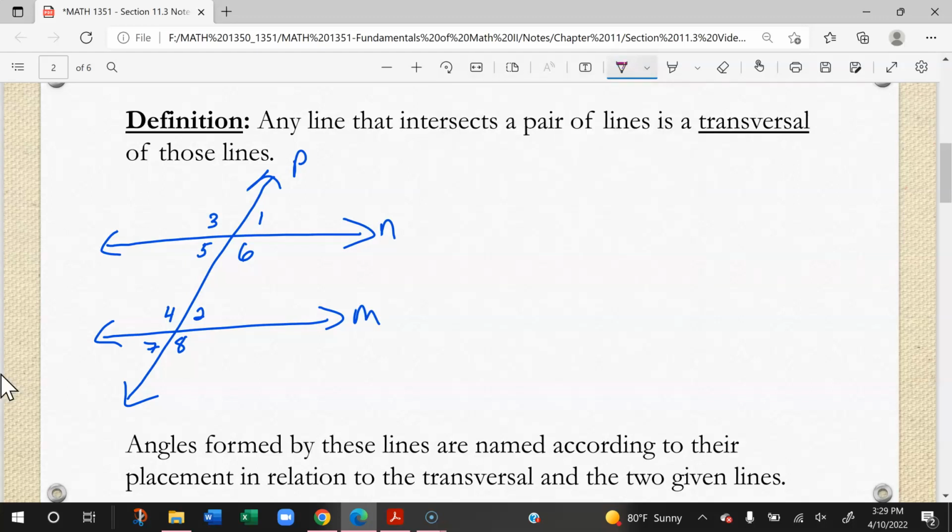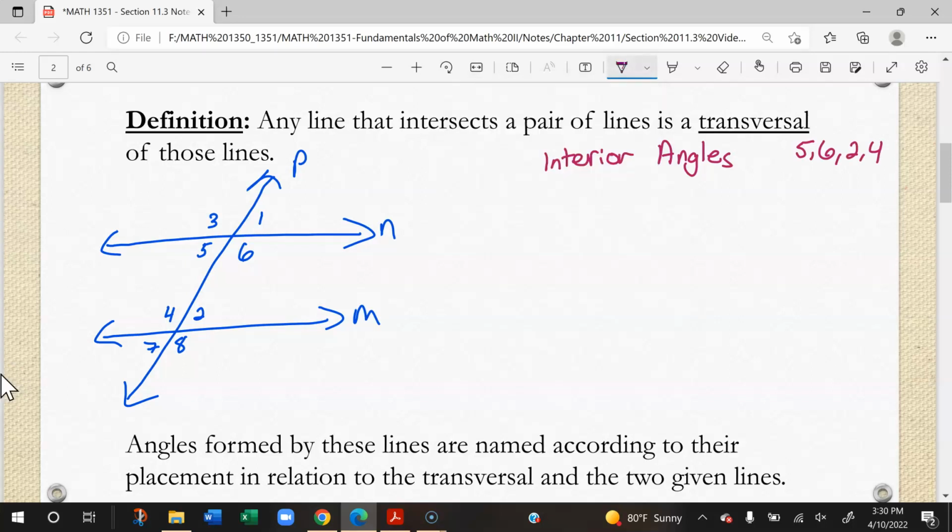We want to look at something called interior angles. Interior angles are those that are in between the two lines that got cut. So interior angles would include the 5, 6, 2, and 4. So interior angles would be 5, 6, 2, and 4 in our case.